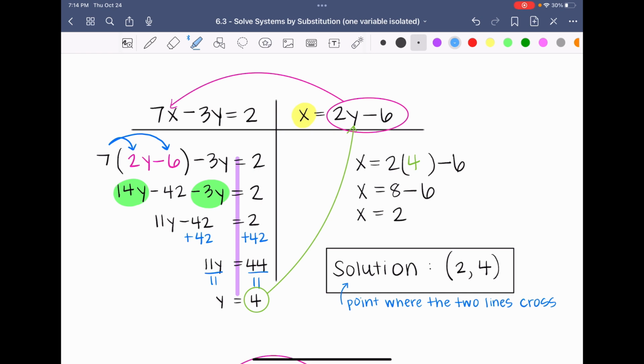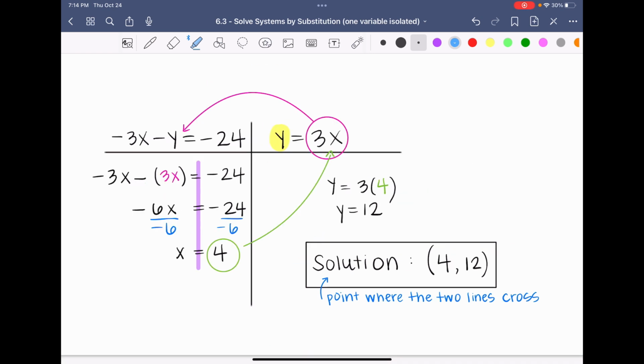When you write the answer to the question, you always want to make sure that you put the x first and the y second. It's an ordered pair. And that, again, is the point where the two lines cross. That's the solution to the system. So if we went through and did all the work and graphed these lines, we would also find that that's the point where the two lines cross.